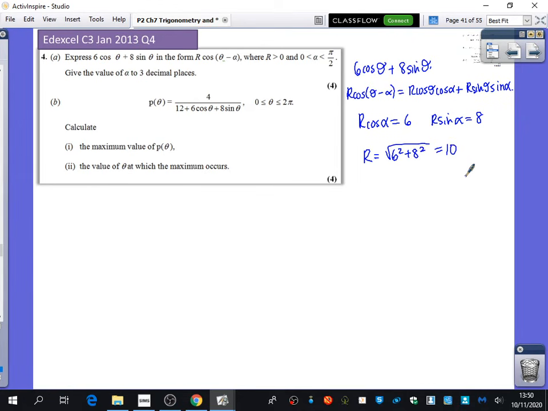How did Haroon know that so quickly? So 3, 4, 5 Pythagorean triple, isn't it? You're probably thinking, why am I saying that? Because obviously they're all doubled, okay?